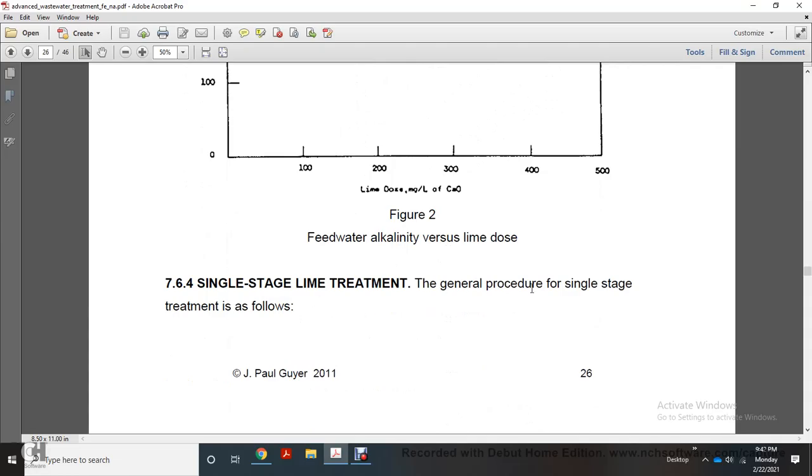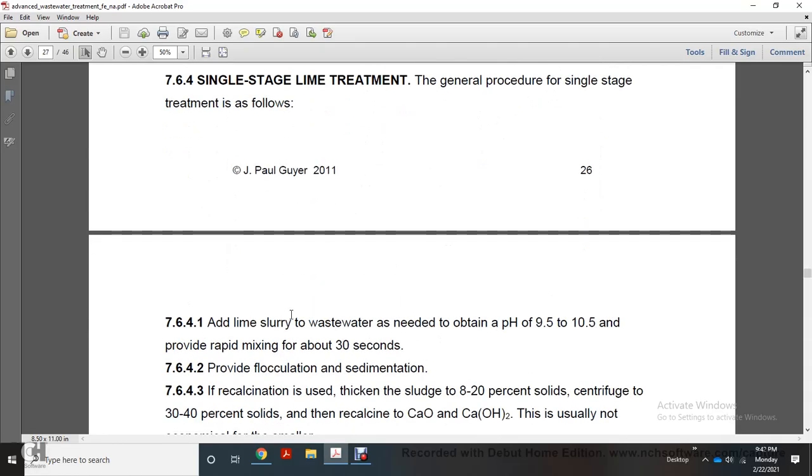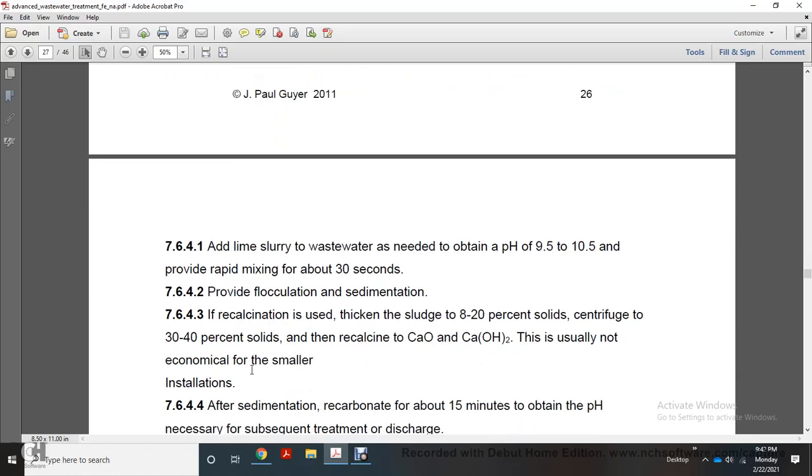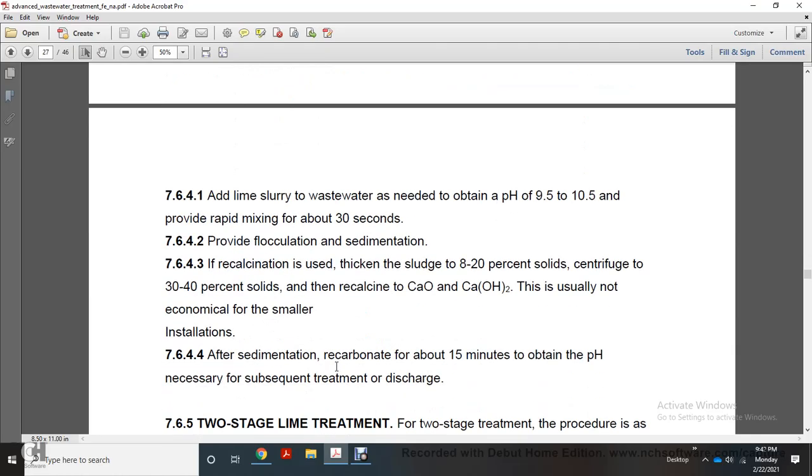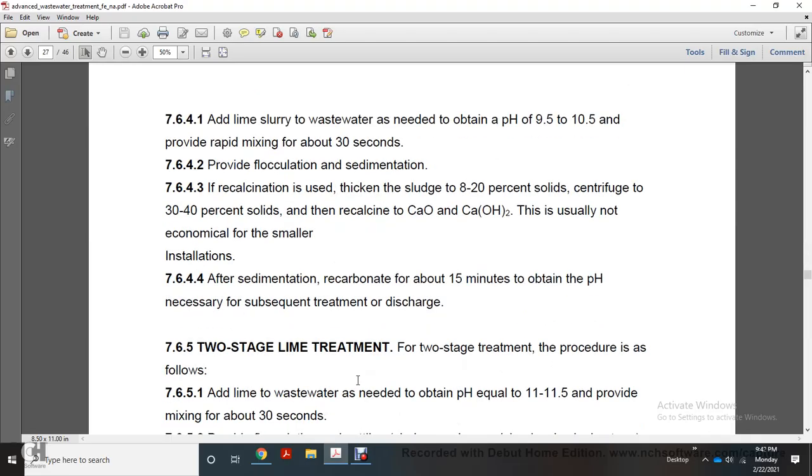Single stage lime treatment. The general procedure for single stage treatment is as follows: add lime slurry to wastewater and retain the pH at 9.5 to 10.5. Provide rapid mixing for about 30 seconds. Provide flocculation and sedimentation, recalcination, and use in thickening sludge to 8 to 20% solids, potentially 30 to 40% solids. Then recalcine calcium carbonate to calcium oxide. This is usually not economical for smaller installations after sedimentation. Recarbonate for about 15 minutes to obtain the pH necessary for subsequent treatment or discharge.